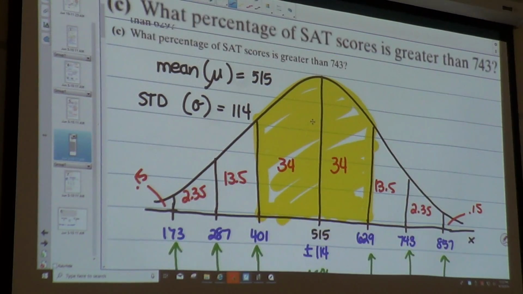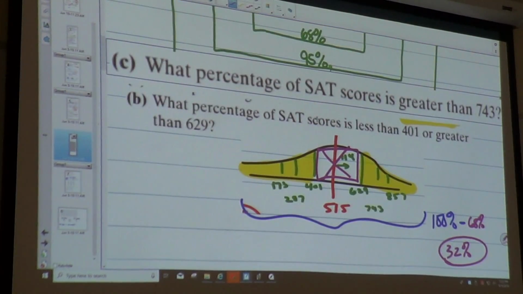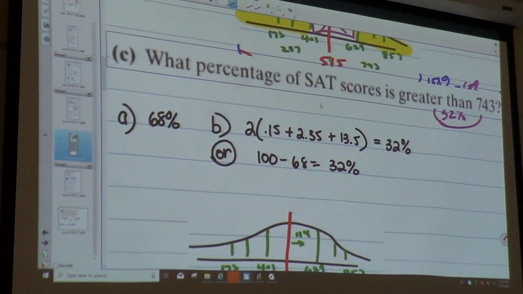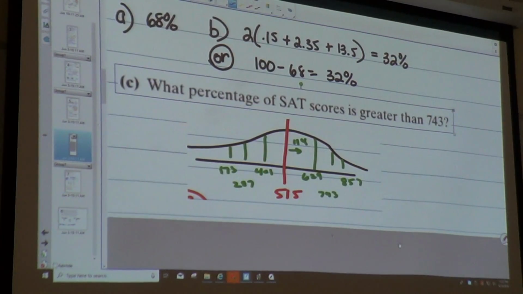I want to know scores greater than 743. What percentage of scores are greater than 743? This is Part C.